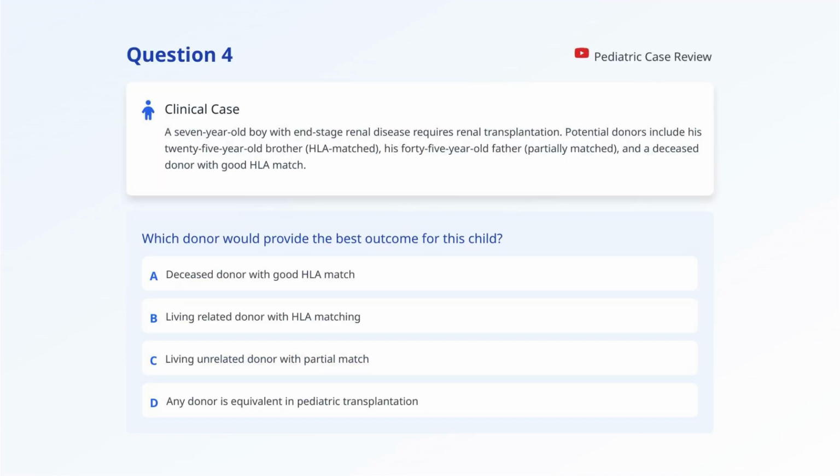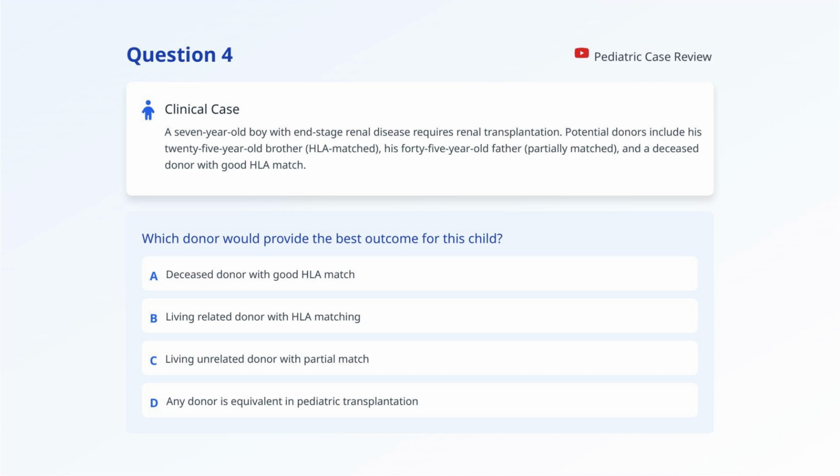A 7-year-old boy with end-stage renal disease requires renal transplantation. Potential donors include his 25-year-old brother, HLA matched, his 45-year-old father, partially matched, and a deceased donor with good HLA match. Which donor would provide the best outcome for this child?